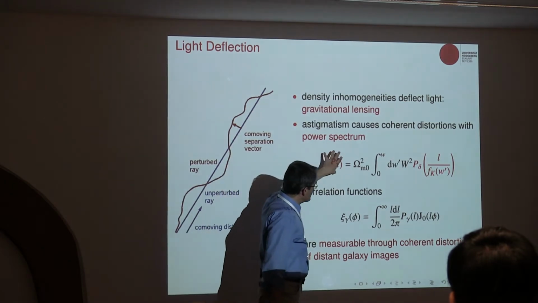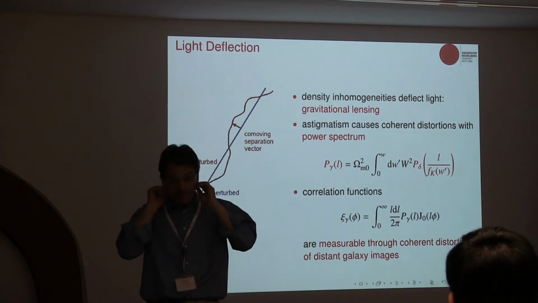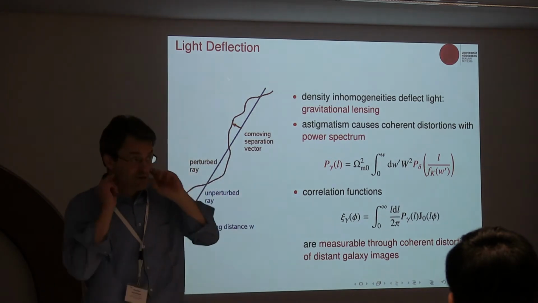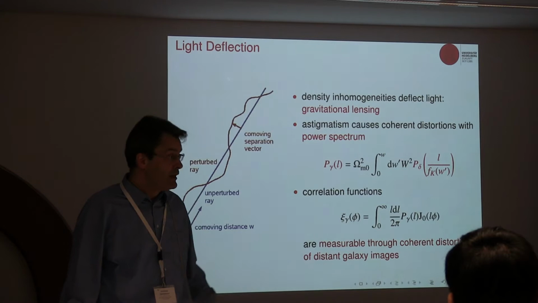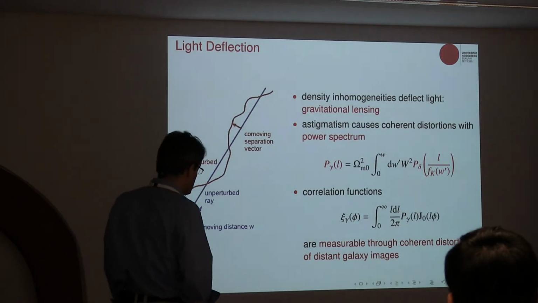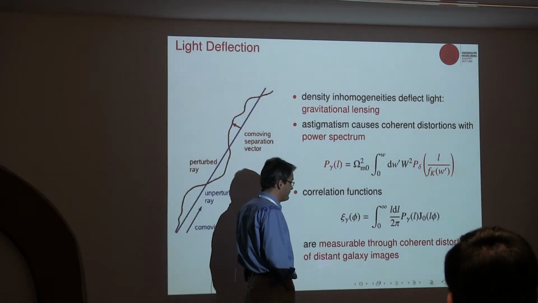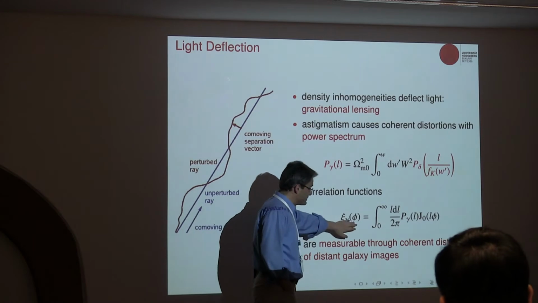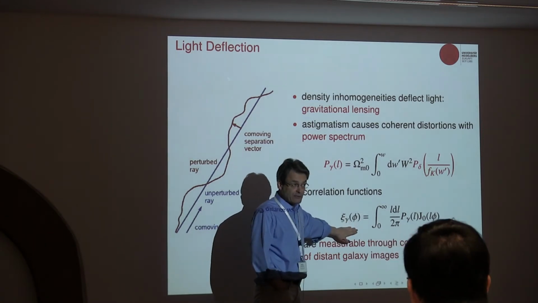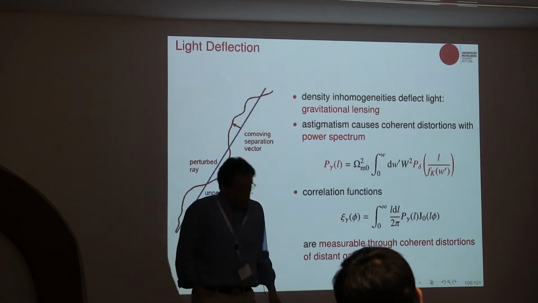All right. So in other words, if you can measure the power spectrum of gravitational lensing imprinted ellipticities on background galaxies, then you have a direct measure of the power spectrum of density fluctuations in the universe. And of course, again, you can instead measure a correlation function, which is the Fourier transform of the power spectrum, as yesterday.